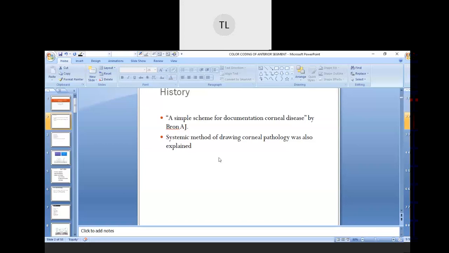This was actually a study done by Braun AJ, and in this study he also described the systemic methods of drawing the corneal pathology.